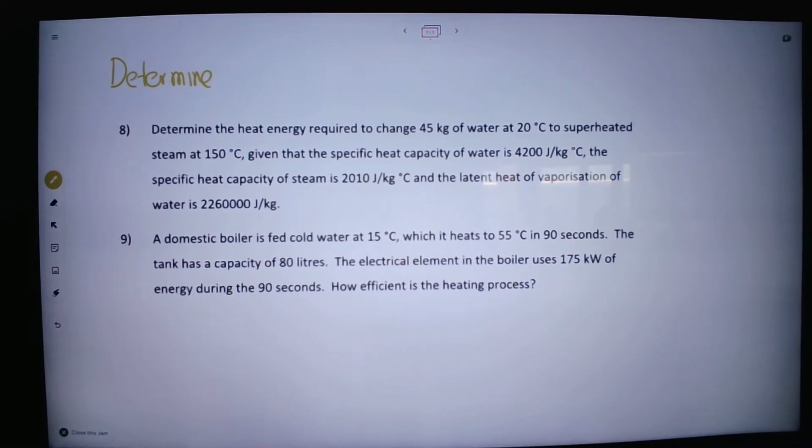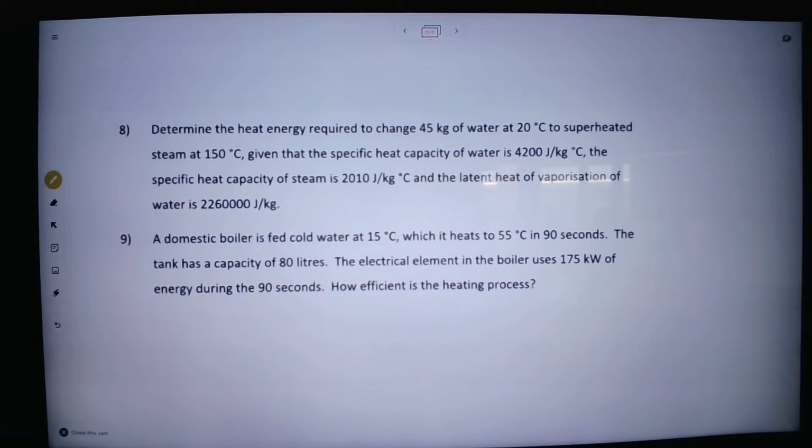Okay, let's have a look at this one. Question number 8: determine the heat energy required to change 45 kilograms of water at 20 degrees centigrade to superheated steam at 150. Find it given the specific heat capacities of the water and the steam, and the latent heat of vaporization. We are all given that one.